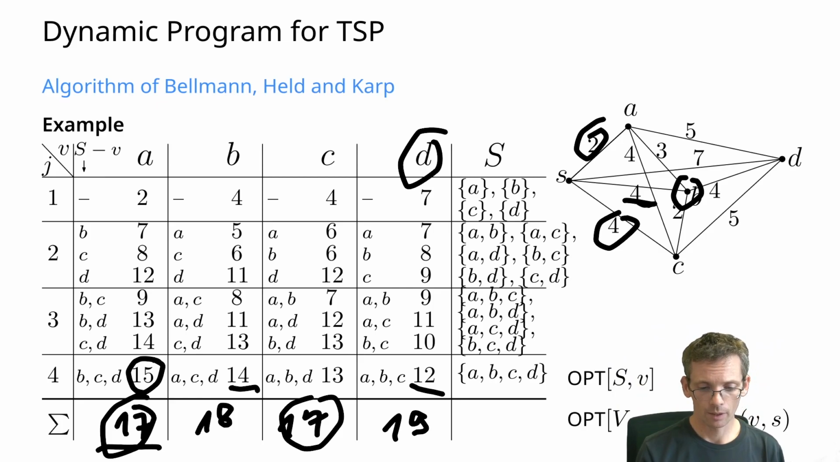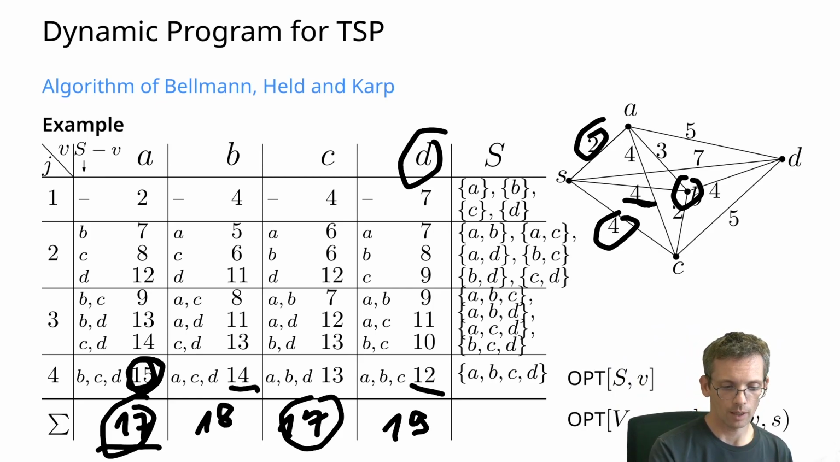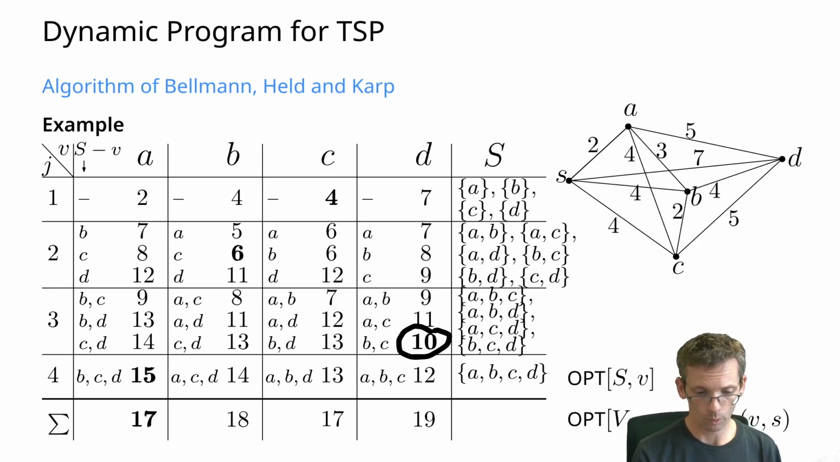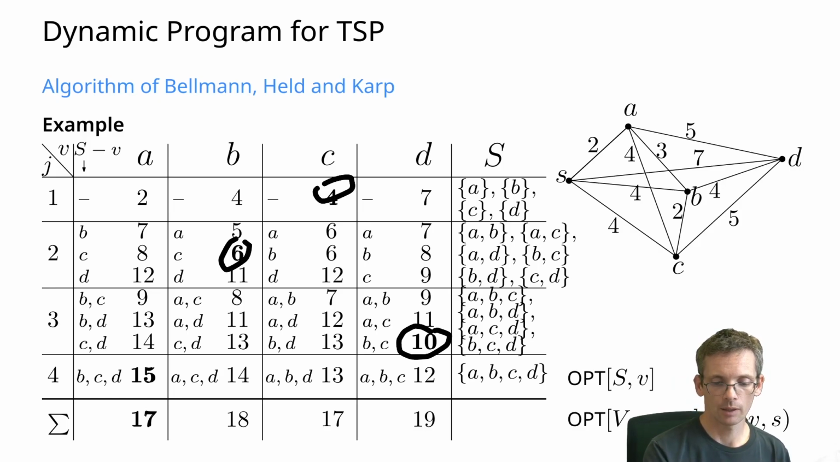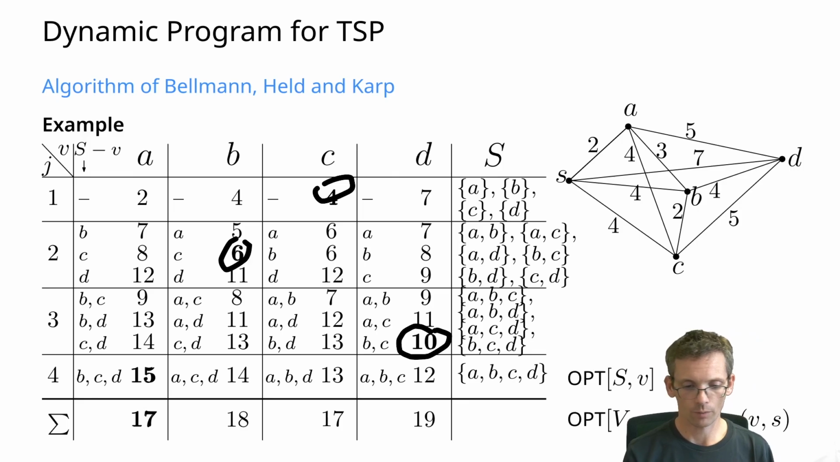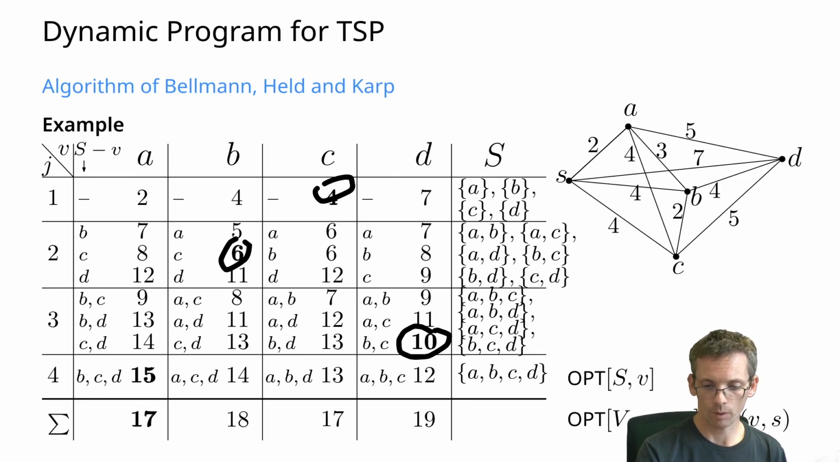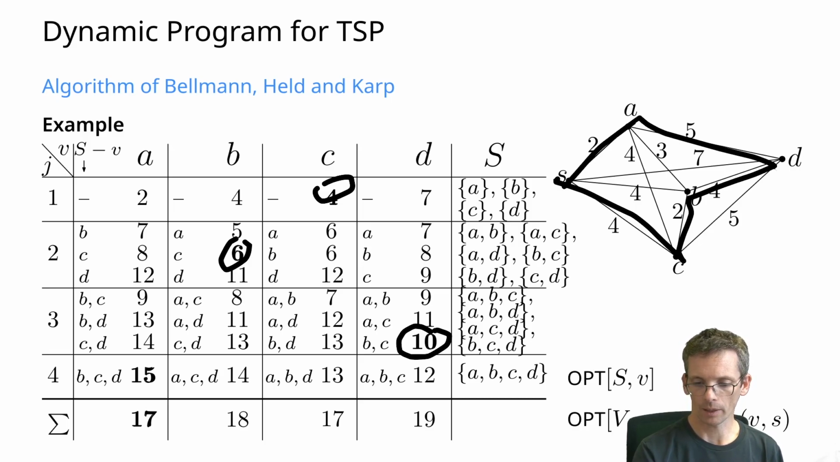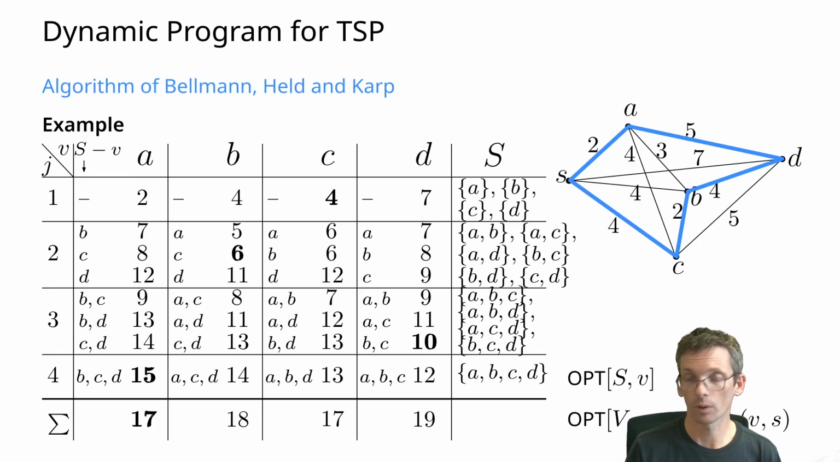I'm ending on A, and now I can start backtracking. So it means I go through that cell, and from there I can figure out that the last step must have brought me here, here, and here. And then I can read off the optimal tour, namely I went from S to C, to B, to D, to A, and back. And that's exactly the tour I'm showing you here.